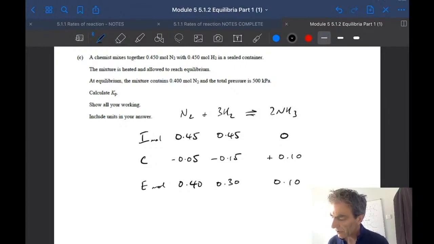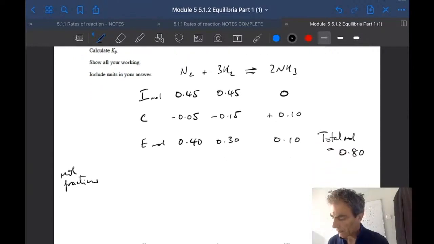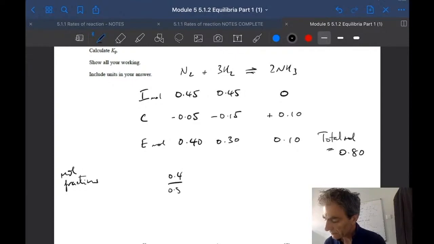So now it's a Kp question. So at this point we're going to work out the total moles. So total moles equals the sum of 0.4, 0.3, 0.1, which is 0.8. That's how many moles you've got. So your mole fractions now, mole fractions of nitrogen is going to be 0.4 of a total of 0.8. So that's obviously 0.5.